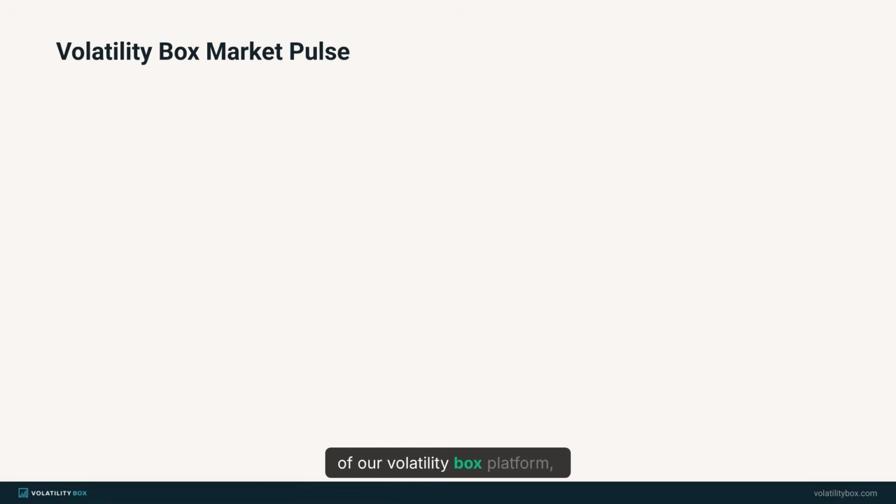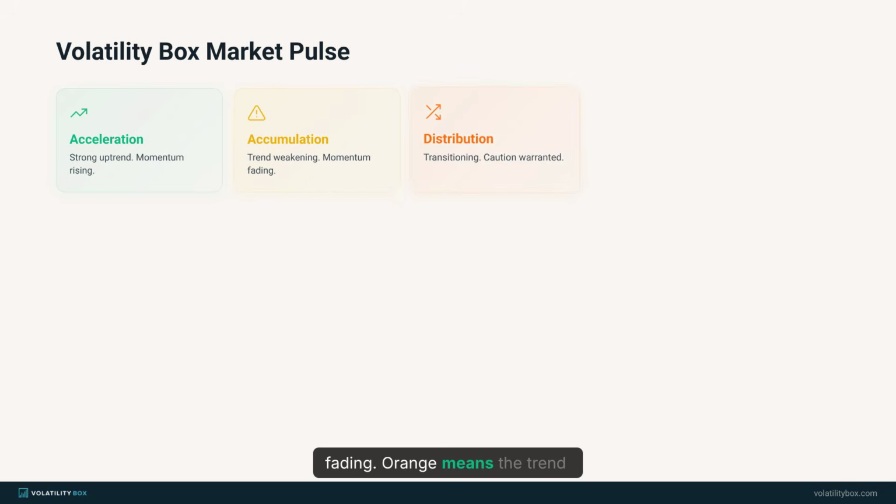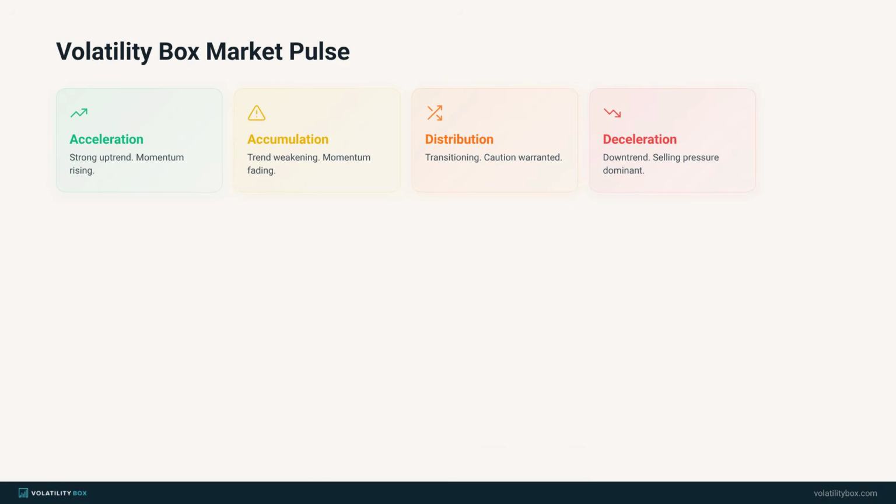Inside of our Volatility Box platform, we track 609 symbols every single day through our Market Pulse system. Instead of one number, we're classifying every symbol into 4 different market stages. Green means a stage of acceleration or strong uptrend. Momentum is rising. Yellow means the trend is weakening. Momentum is fading. Orange means the trend is transitioning. Caution is warranted right now. And finally, you have red, which means downtrend. Selling pressure is very dominant, and you want to be a little bit more on the sidelines if you're long.